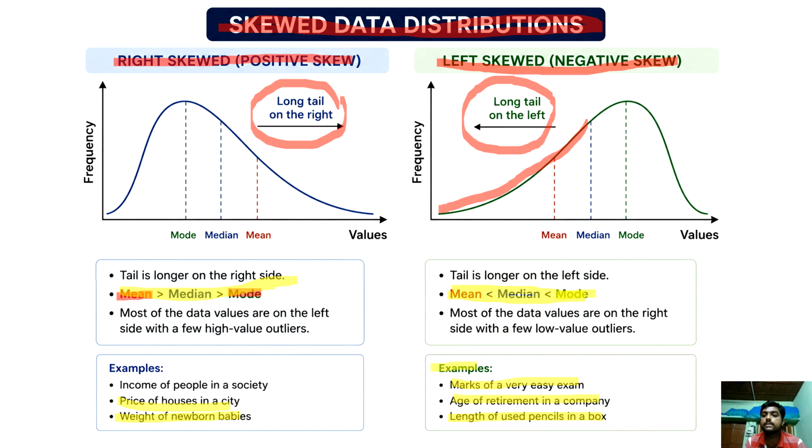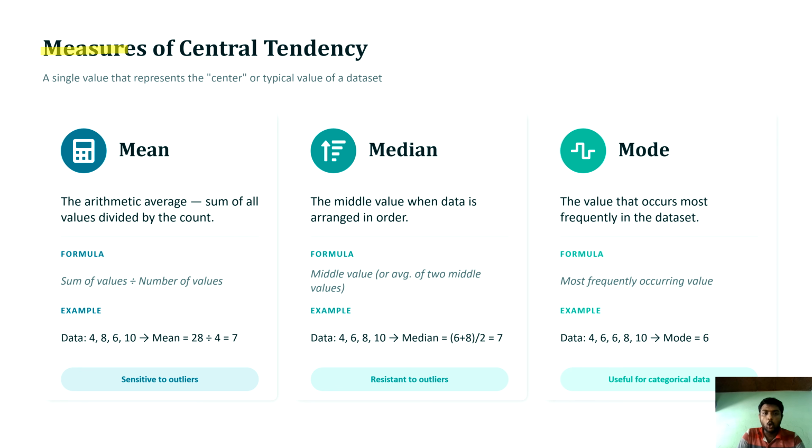And after this, the measures of central tendency: a single value that represents the center or typical value of a dataset. The mean is the arithmetic average, the sum of all the values divided by the number of values. For example, with 4, 8, 6, 10, the sum is 28, so 4 plus 8 plus 6 plus 10 divided by 4 equals 7. But the mean is sensitive to outliers. It should be kept in mind.